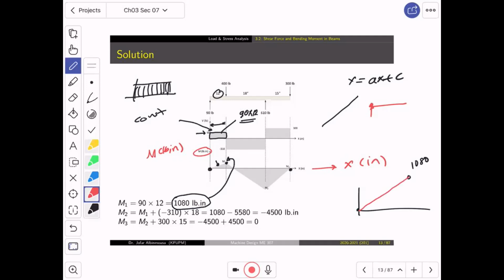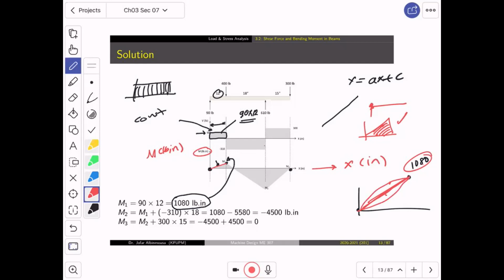Pay attention. If the shear diagram were a triangle, you might reach the same value for the area, but the line is not correct. A first order here will be converted into second order here. So you may have a concave upward or concave downward curve. Do you understand? Yes. So what are we going to do? We have 0 and 1080 and we draw a line between them. That's it. So we go to the next step.